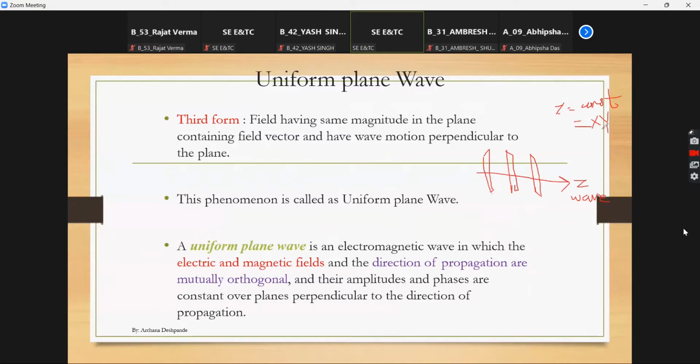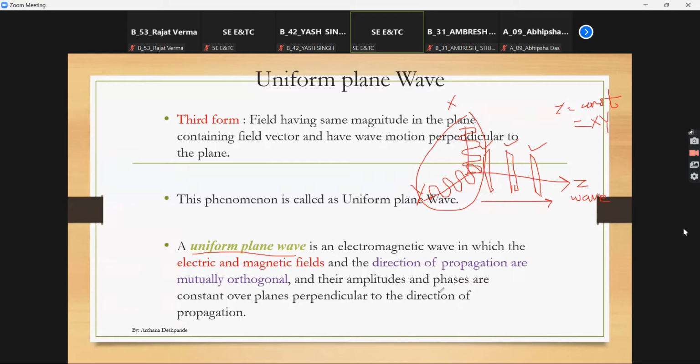Here x and y will vary, and the value of z will remain constant. So this is one of the XY planes. The electric field in it will be moving in the x direction. So if this is z, this is going to be y, this is going to be x. So the electric field will be moving like this, and the magnetic field will be moving along the y direction. And this entire propagation is moving in the z direction. This particular wave is called a uniform plane wave.